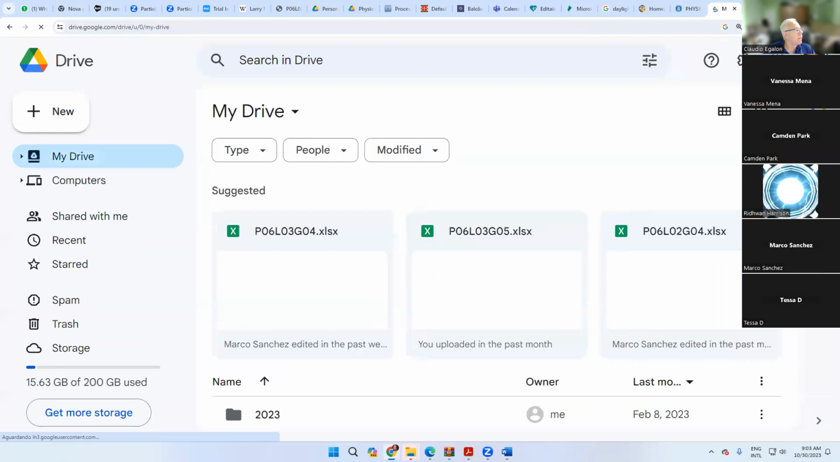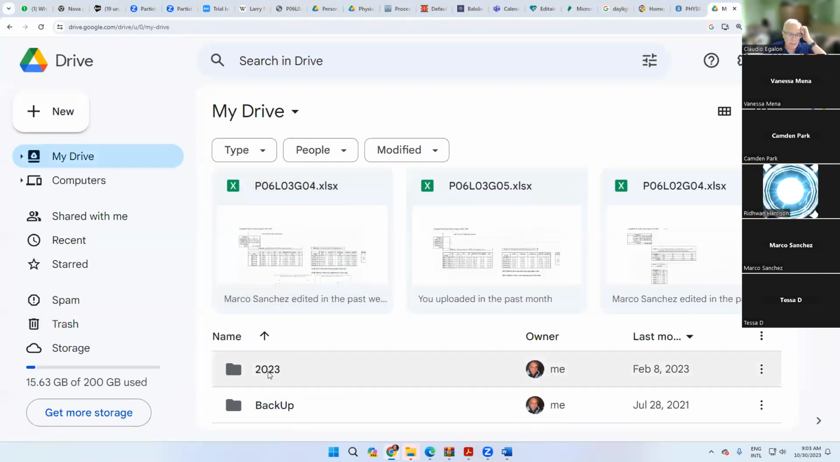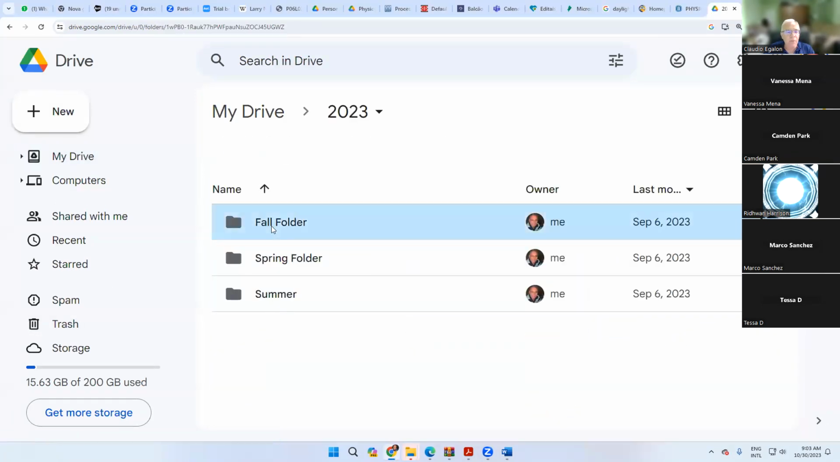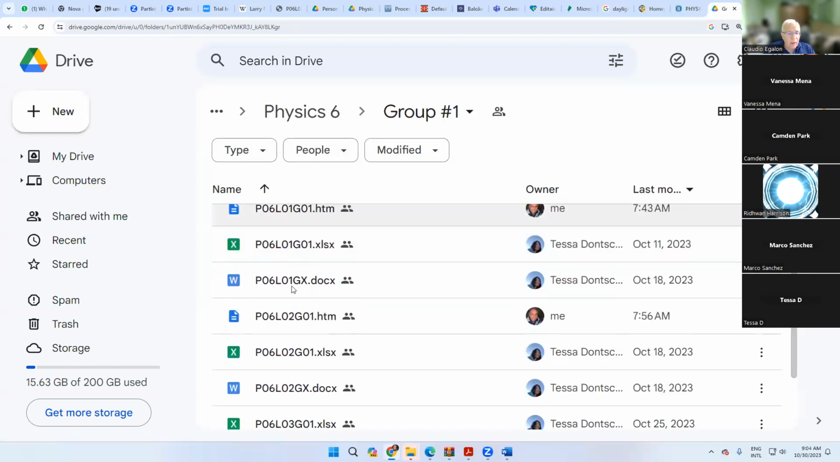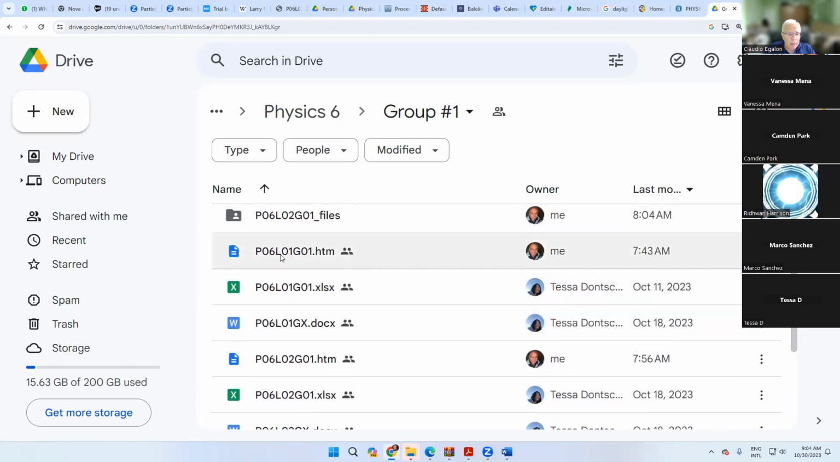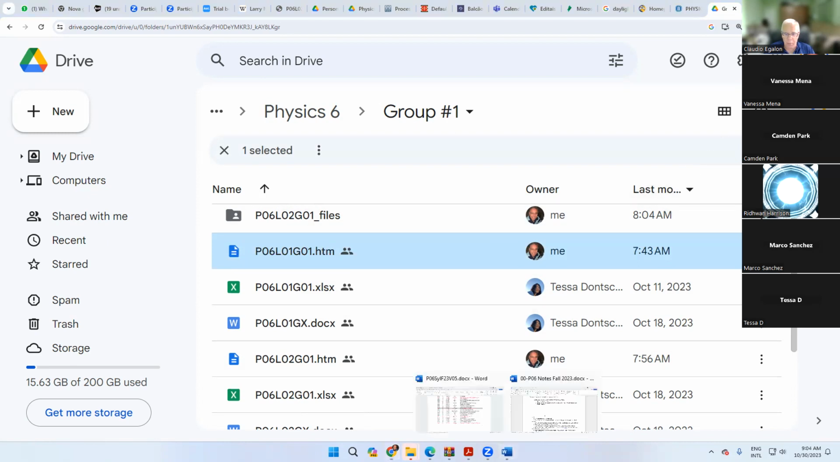More students coming. 2023 fall folder. Okay, so here you go. HTML, this one here for lab number 1, group number 1. Identify this file. That's the first step. What's next?